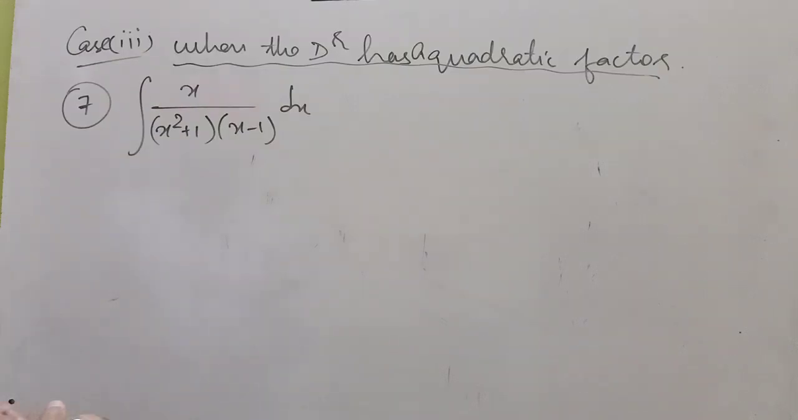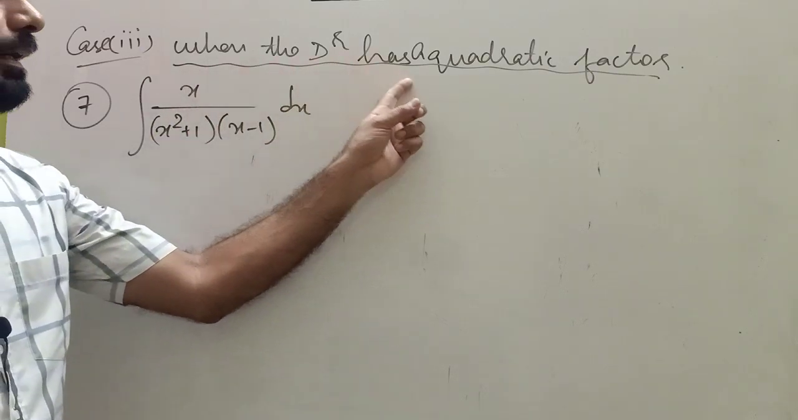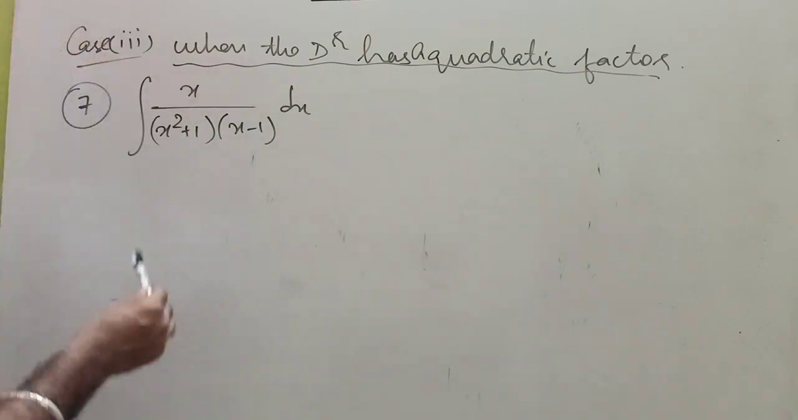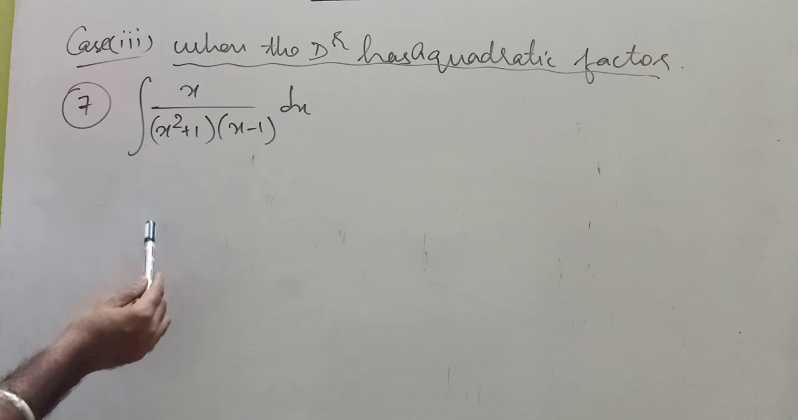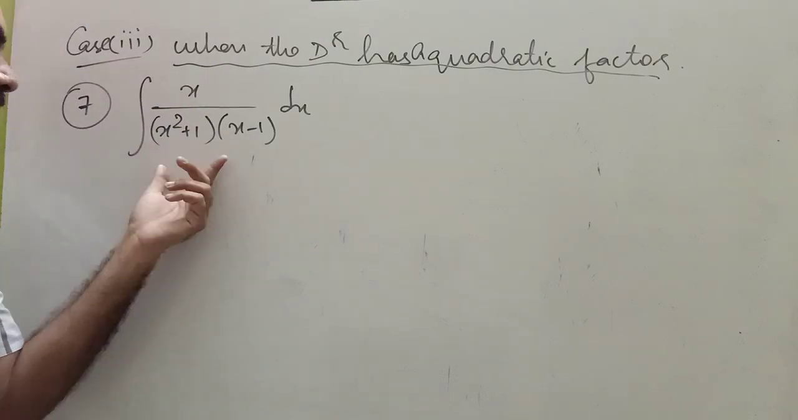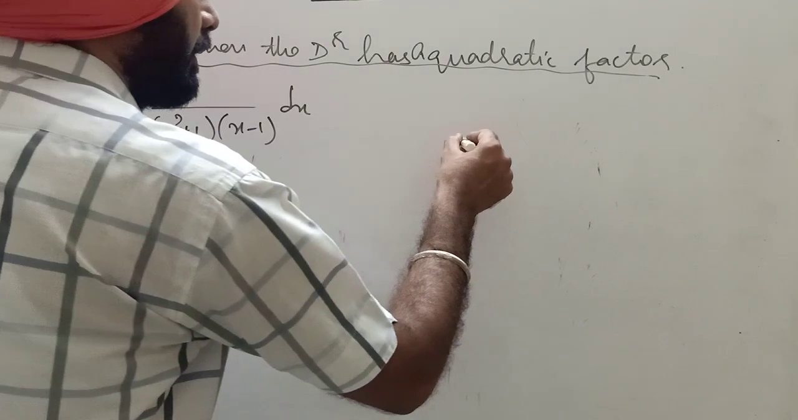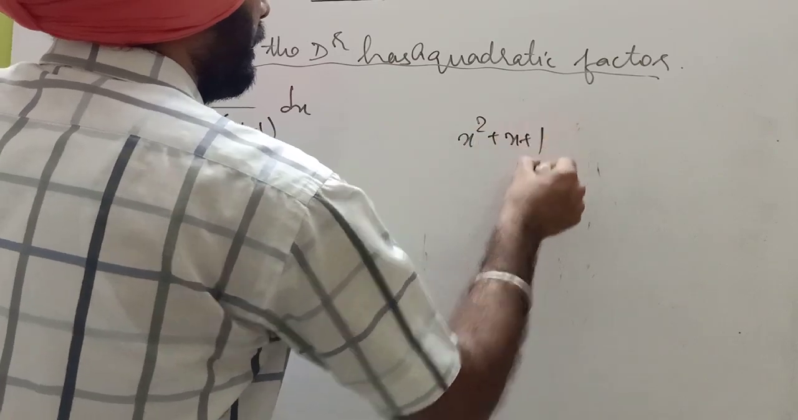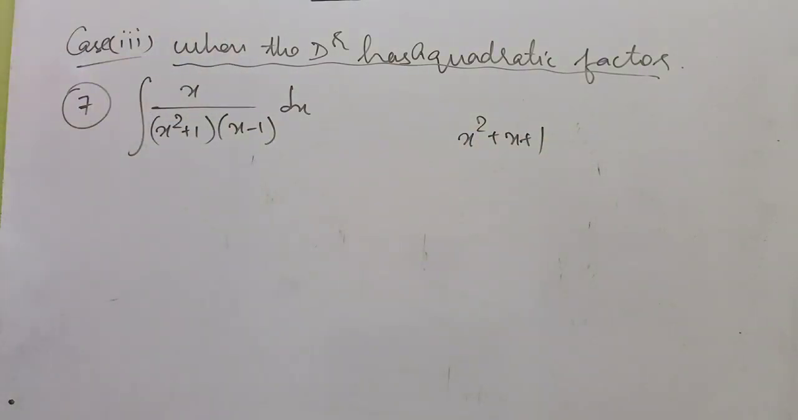Now come to case number 3. When the denominator has a quadratic factor, like x square plus 1, it cannot be factorized. So this is a quadratic factor. A quadratic factor can also be of this type, x square plus x plus 1, whose factors are not possible. Now there will be no shortcut method again.